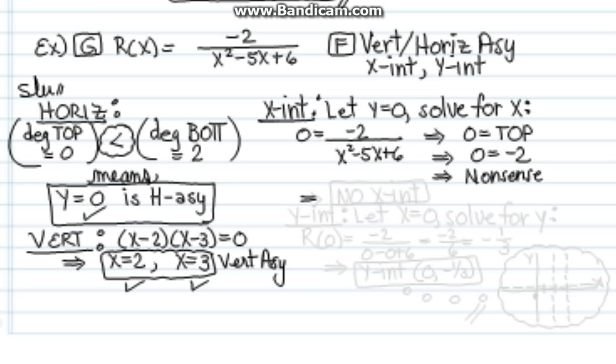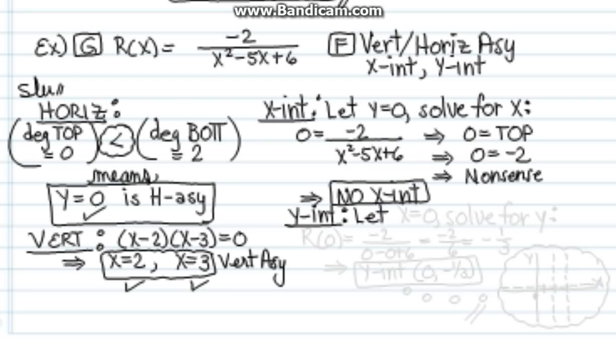What I'm saying is that a fraction cannot be 0 unless the top is 0. In this case, negative 2 is on the top. So I'm saying for this fraction to equal 0, the top negative 2 must be equal to 0. But that's nonsense, so there's no x-intercept. Negative 2 is not equal to 0, it's equal to itself.